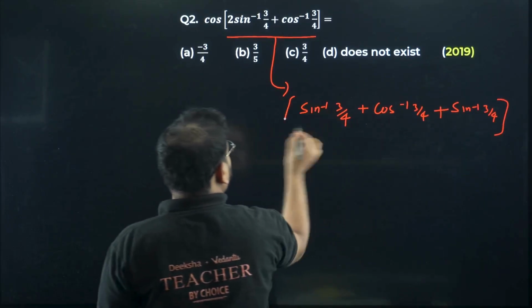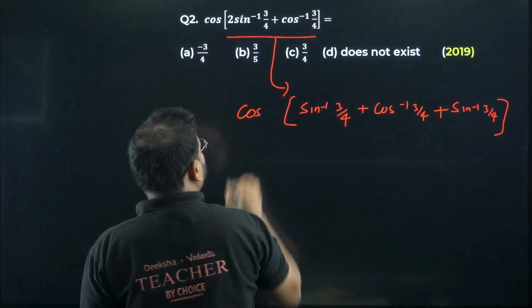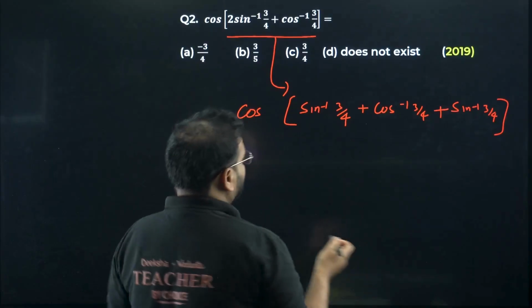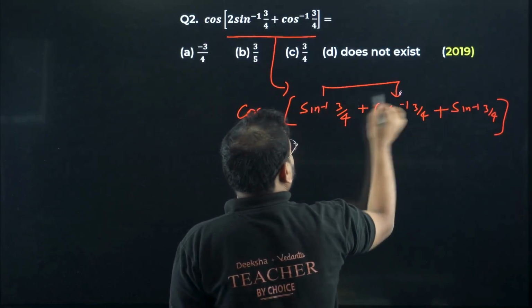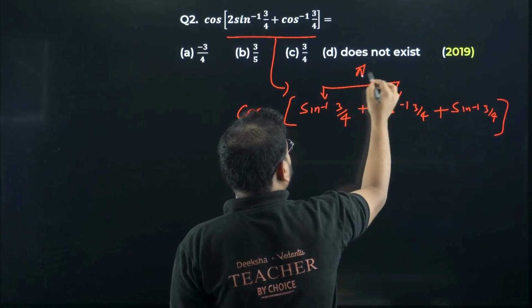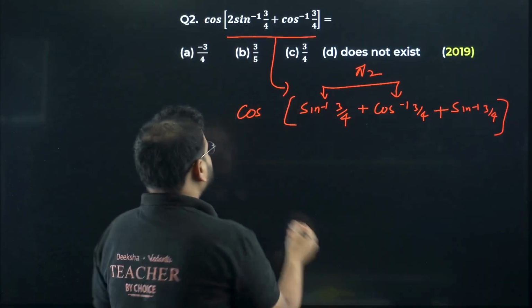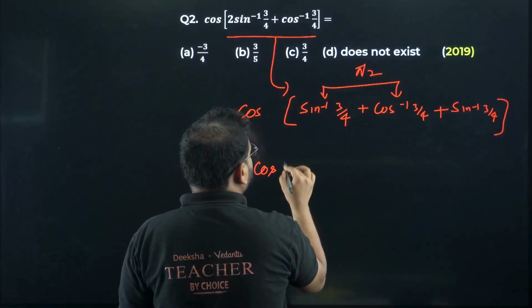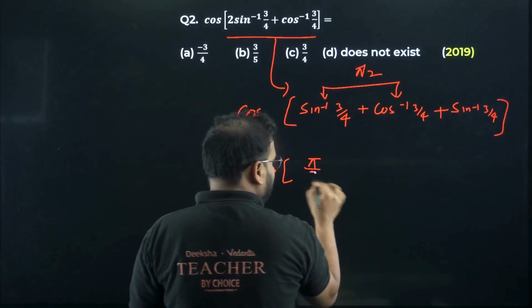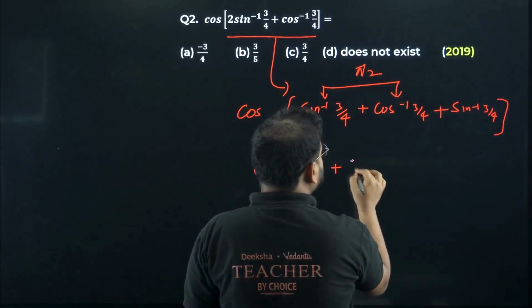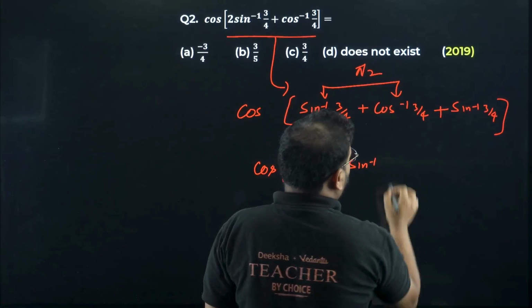Okay, and outside we have, of course, cos. That is not a problem, is it? No. Sum of these 2 is what, dear? If you remember, it's going to be pi by 2. The property is there: sine inverse of x plus cos inverse of x is pi by 2. Very good. So you're going to get this simplified as cos of pi by 2 plus sine inverse of 3 by 4.